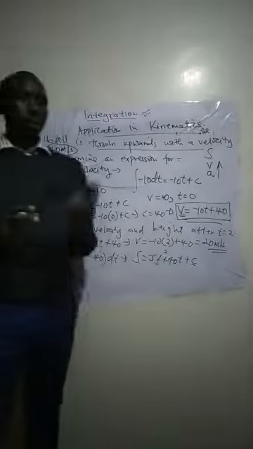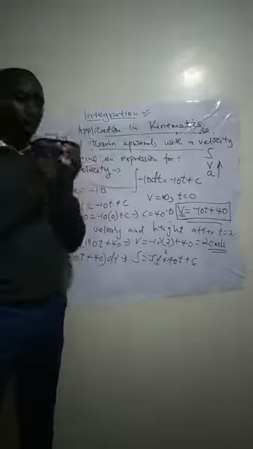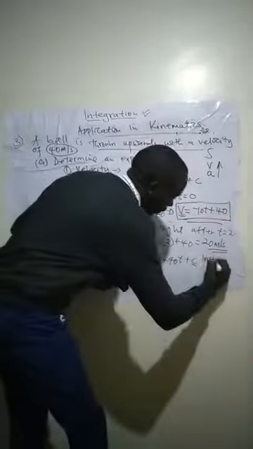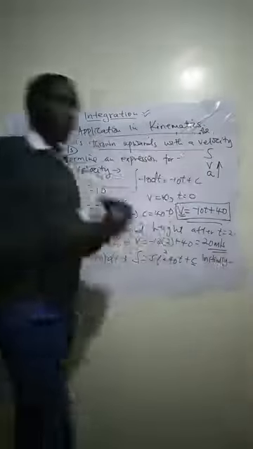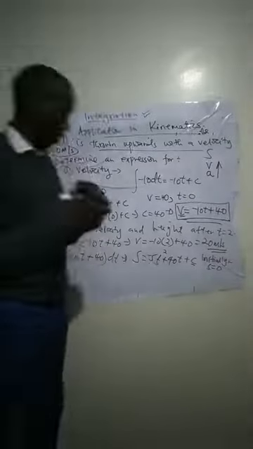So to get the value of c, think about it in this line. Initially, when you released the object, immediately you release the object, it has not covered any distance, so the displacement is 0. So s was 0. Again, immediately you release, it has not taken any time, so t is equal to 0. So if s is 0, t is 0, so c is also 0.